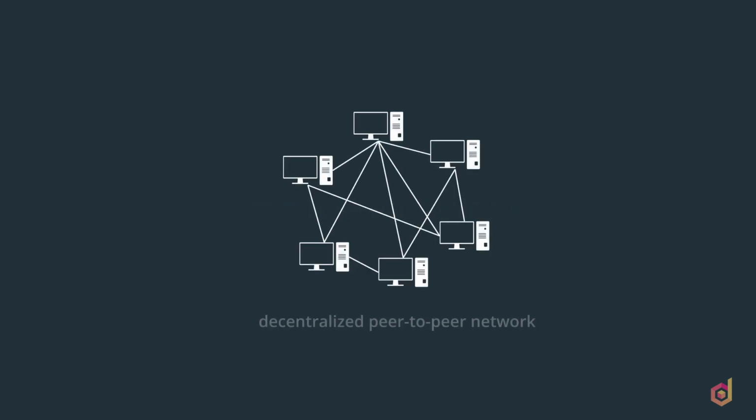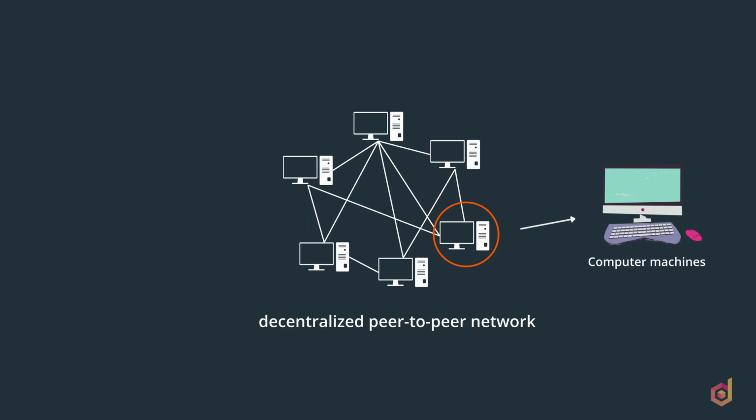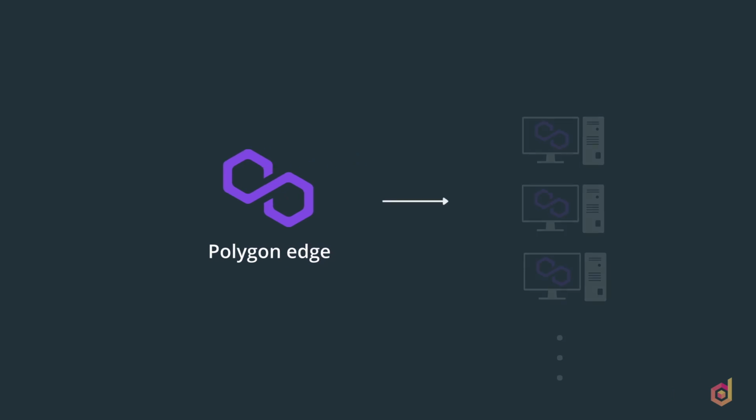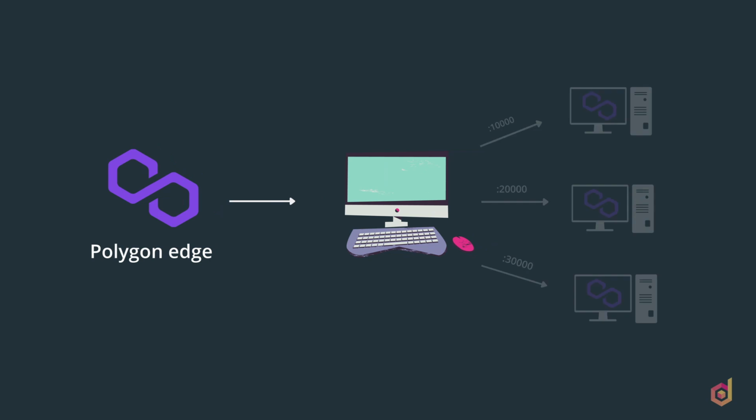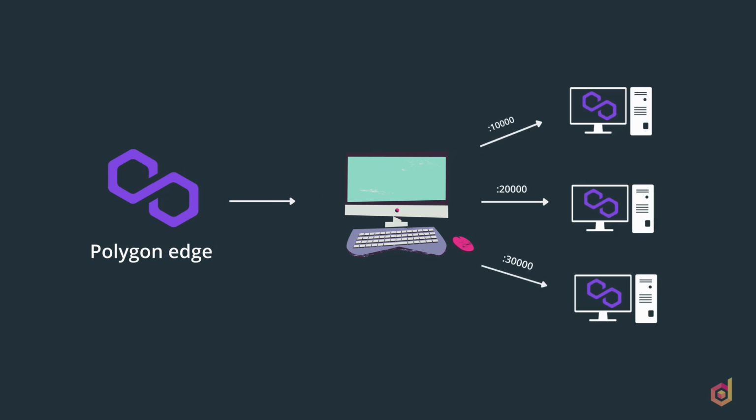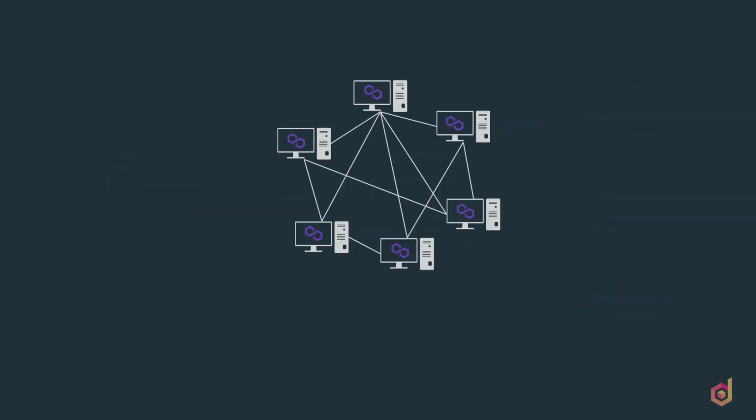You know that blockchain is built with the peer-to-peer decentralized network of nodes, and these nodes are nothing but computer machines. So now in order to run the Polygon Edge, we will have to run more than one node, right? But we have only one single machine right now. So as of now, what we will do is, we will run all the nodes on a single machine using different ports.